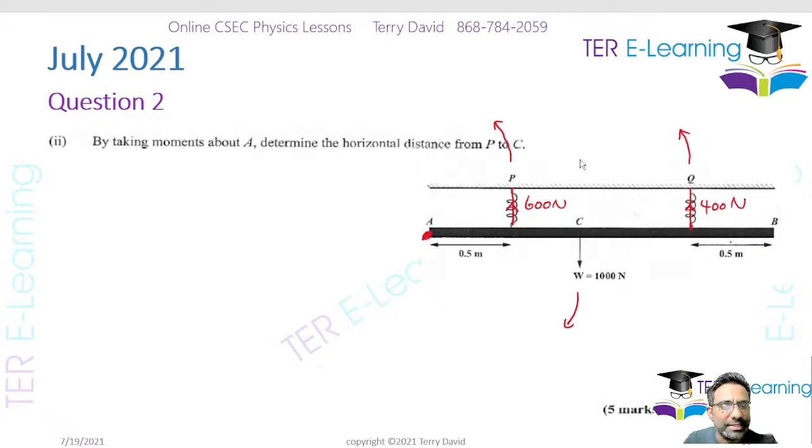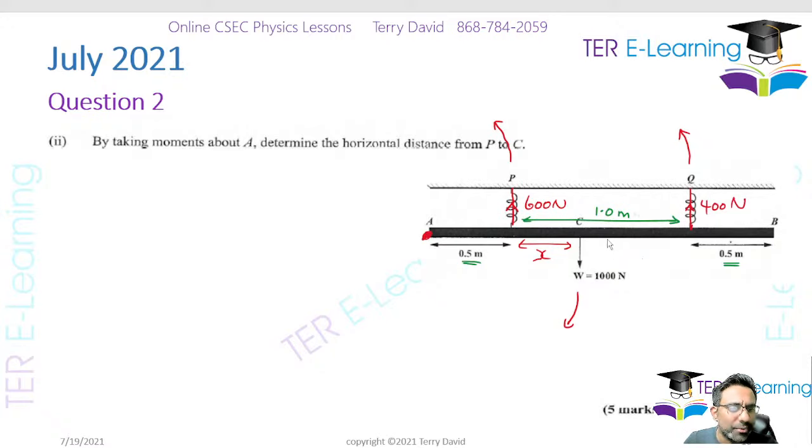You want to work out the horizontal distance PC, so this is what we're trying to work out here. We don't know what that is, but we're going to call that x, because we don't know what it is. We know that the full length of this bar is 2 meters. So if this here is 0.5 and this here is 0.5, then 0.5 and 0.5 is 1. So we know that this here is 1.0 meters.